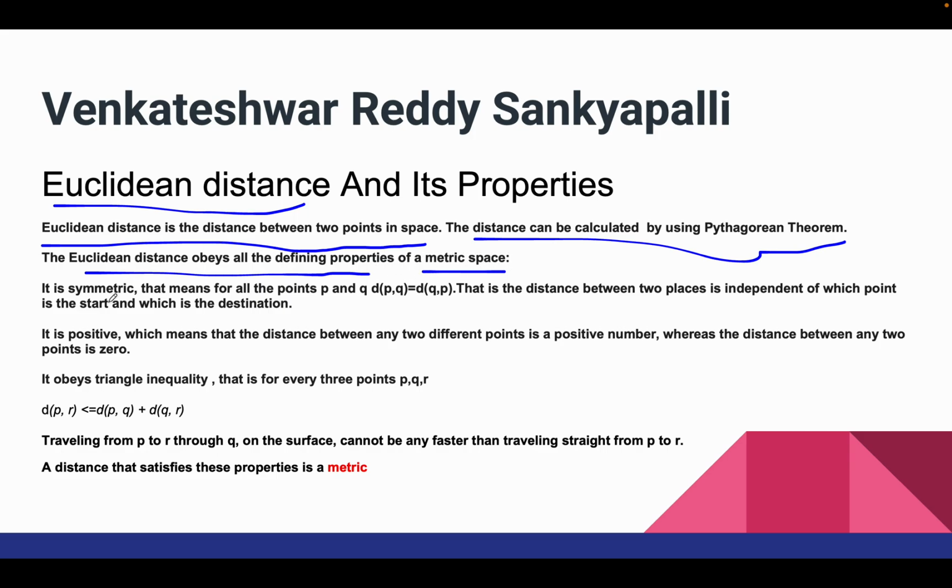The following are the properties of Euclidean distance. The first one is symmetric, the next one is positive, and the third one is triangle inequality. A distance that satisfies these properties is called a metric.